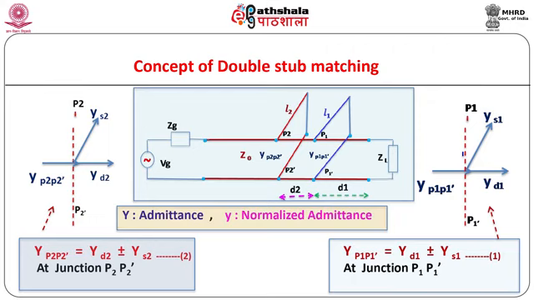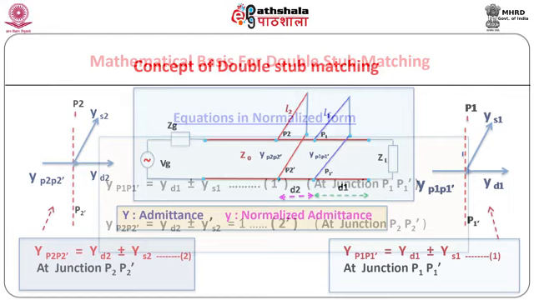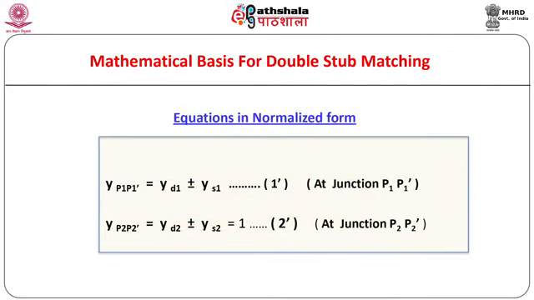One can easily understand the symbols of the admittances in these two equations. Now, since the characteristic impedance of the stubs is the same as that of the main transmission line, the two equations in normalized form can be written as shown. It may be noted that the stubs may be open circuited or short circuited.